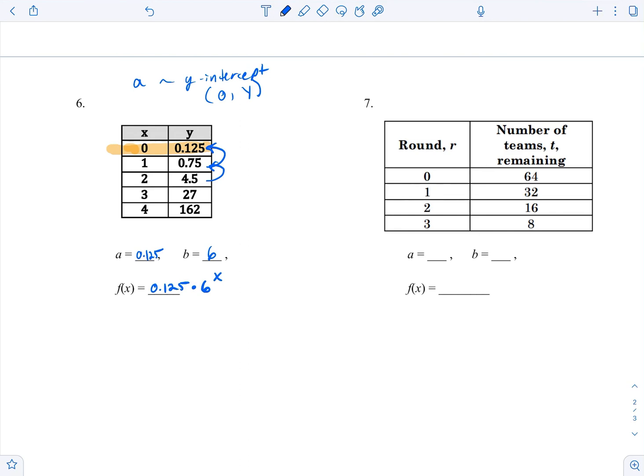Number 7, help me determine what our A is. This is our y, this is our x. When x is 0, our A in this situation is 64. Our B, we take 32 divided by 64. That's a half. So our equation is 64 times a half to the x. And now you're going to complete practice problems.